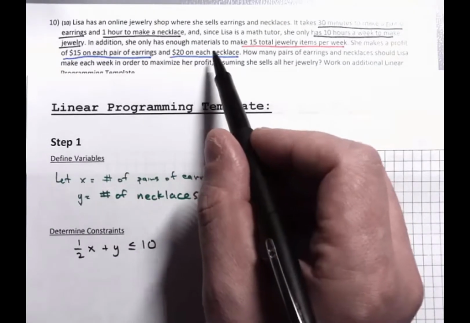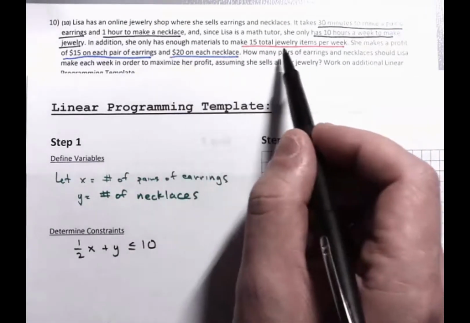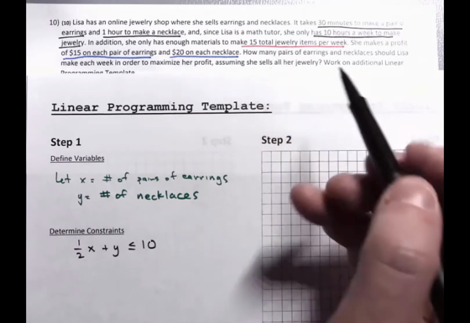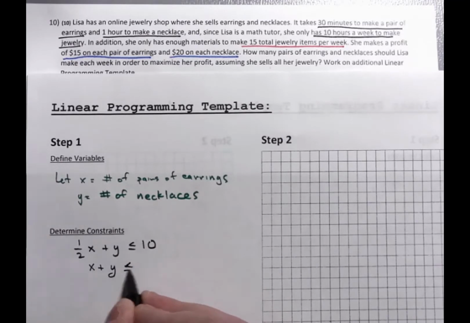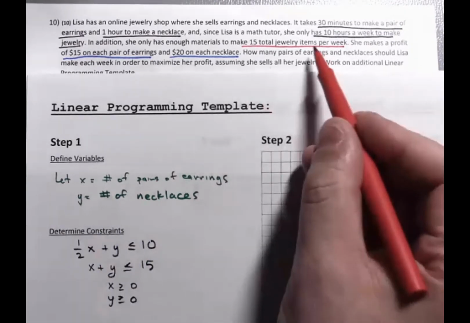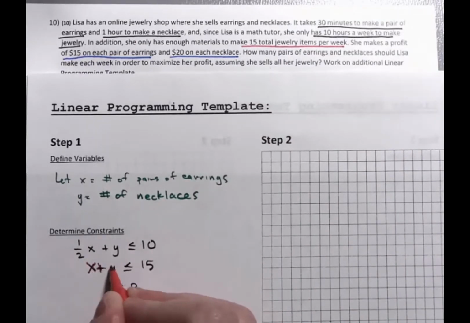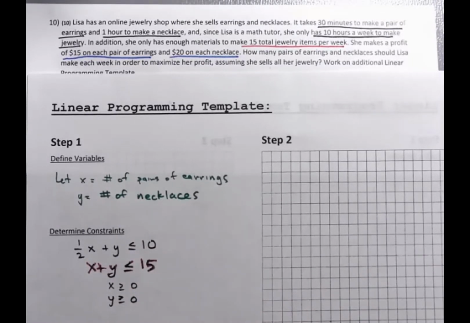Then she has a restriction on the number of materials that she has. So she has only enough to make 15 total items. So the number of earrings she makes and the number of necklaces have to add up to at most 15. In addition to that, we have these trivial constraints that we can't ever be negative. So there is our setup of our constraints. Whoops, I actually meant to do these in different colors, so let's align it with what's going up there. I meant to make this one red: x plus y is less than or equal to 15. And then the other ones are the trivial ones.